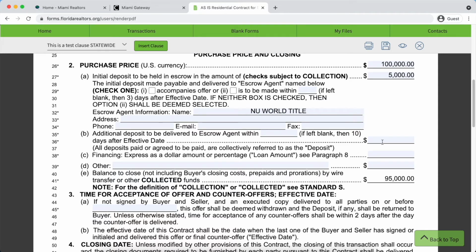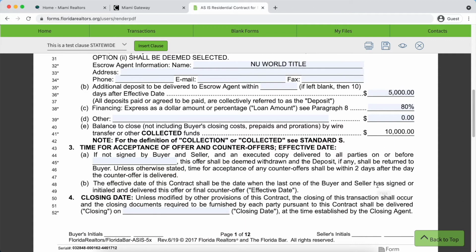Additional deposit would be another $5,000. Financing, as we said, would be 80% loan to value. And other, we're not putting anything other, so that would be zero. So the balance to close would be $10,000, just as I explained.